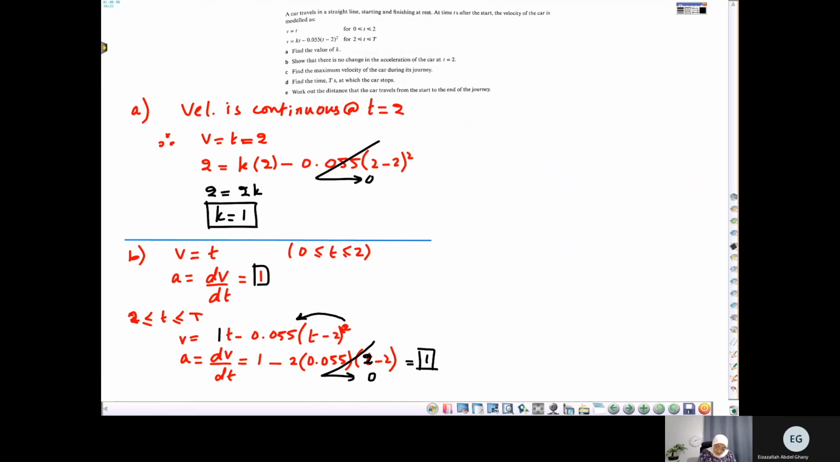So don't forget to write the conclusion. Therefore, there is no change in acceleration.